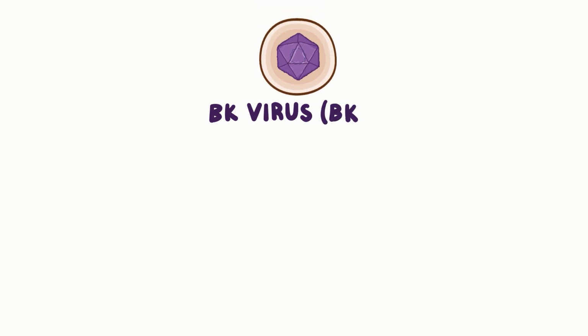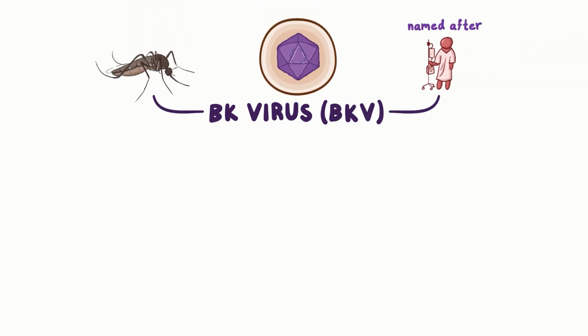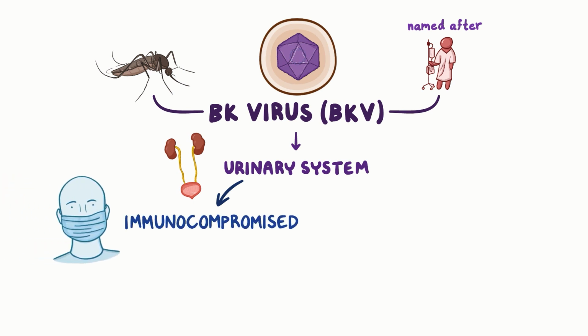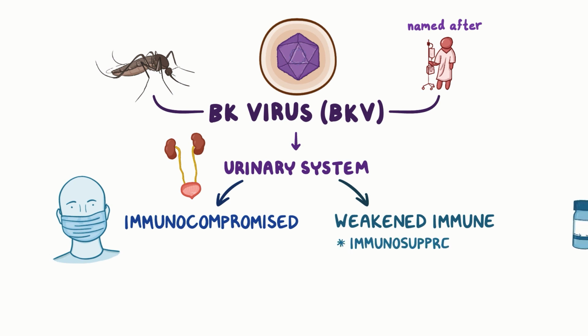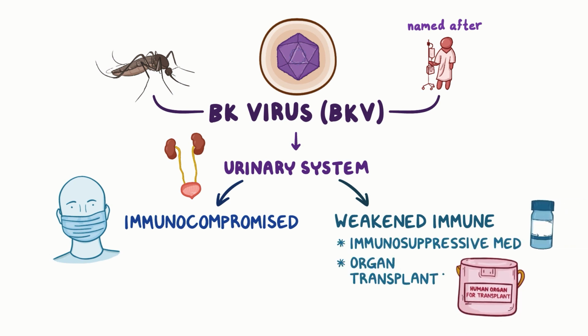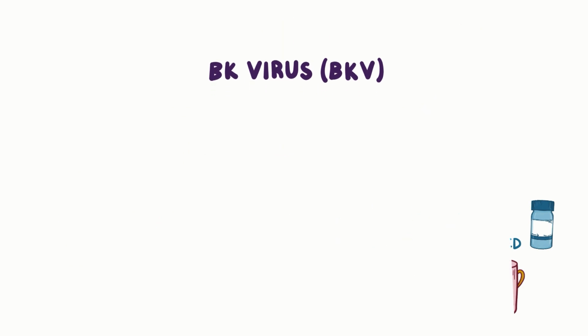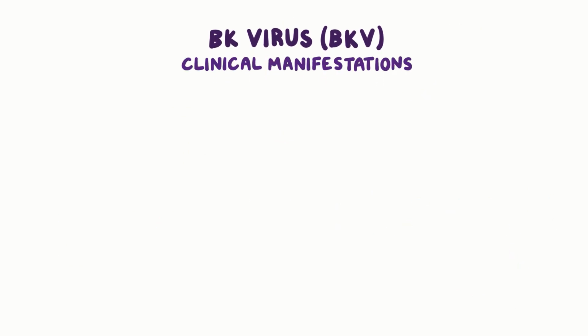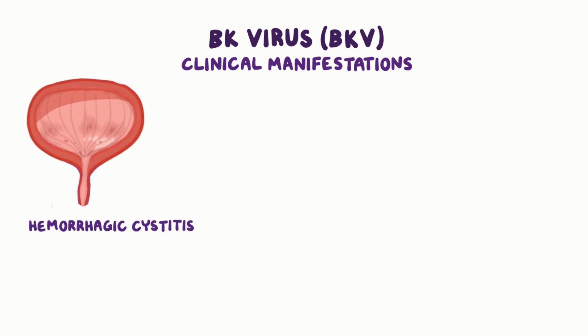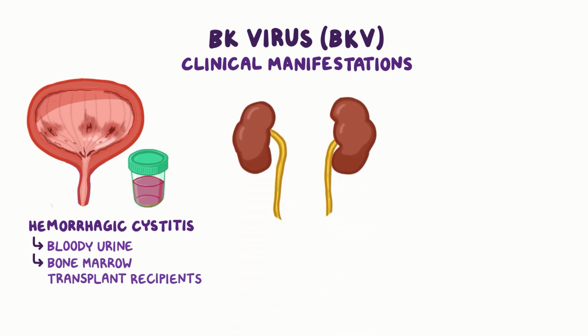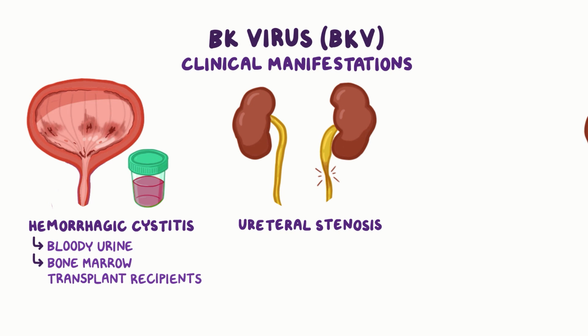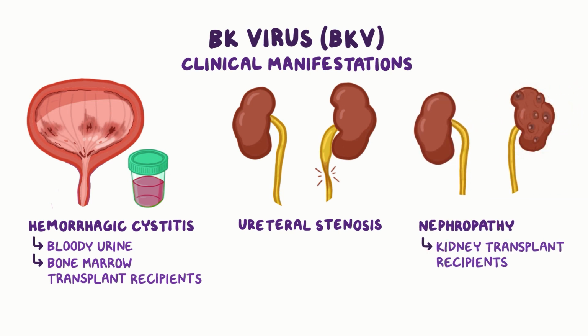BK virus, or BKV, is a mosquito-borne virus that's named after the initials of the patient in whom the virus was first identified. BK virus typically infects the urinary system of immunocompromised individuals, or those with a weakened immune system, especially those receiving immunosuppressive medications following organ transplants. Major clinical manifestations of BKV infection include hemorrhagic cystitis, which is inflammation of the urinary bladder associated with bloody urine in bone marrow transplant recipients, ureteral stenosis, or narrowing, and nephropathy in kidney transplant recipients.